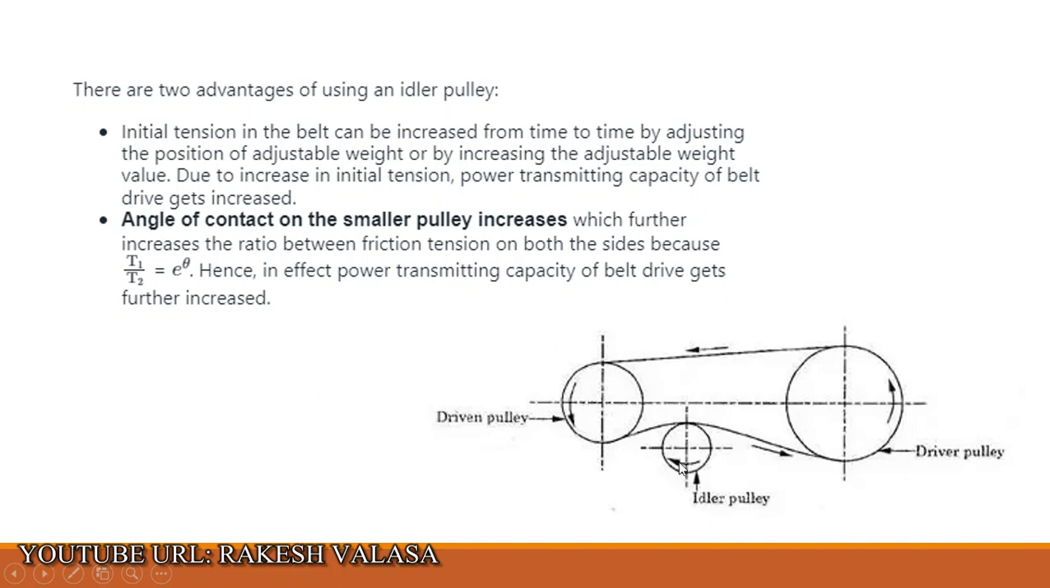When we are adding the idler pulley, the angle of contact on the driven pulley is increased. Before attaching the idler pulley, the angle of contact was only up to this vertical axis, which further increases the ratio between the tensions on both sides, because T1 is the tension in the driver pulley and T2 is the tension in the driven pulley. The ratio is equal to e power mu theta. Hence, in effect, the power transmitting capacity of the belt drive gets further increased.